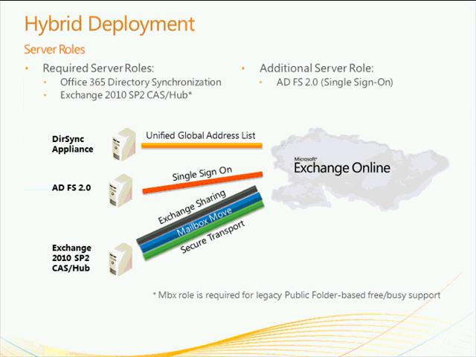Here's a pretty high-level diagram that shows some of the server roles that are required to be installed and configured in your on-premises environment for hybrid deployment. So you see the DirSync appliance, directory synchronization is required. An Exchange 2010 SP1 or SP2 CAS hub server is required for hybrid deployment. ADFS in this case is optional, but recommended because it provides a better user experience for end users and gives you some of those advanced controls that we talked about earlier in single sign-on.